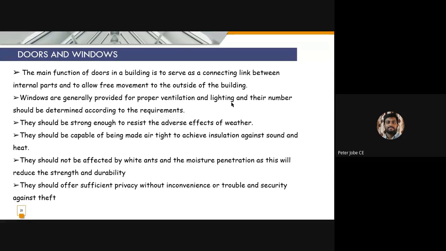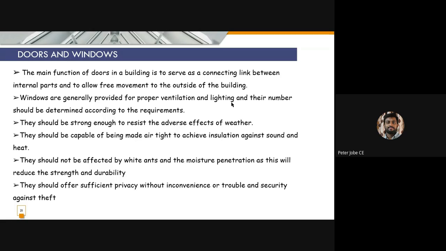So it is always recommended that they should be strong enough to resist the adverse effect of weather. And if alternate summer and winter are happening, especially in places where there is extreme weather, meaning during summer the weather is too hot and during winter too cold, the specification will be different for doors and windows in those areas, because these alternate weather changes can affect windows and doors very badly.